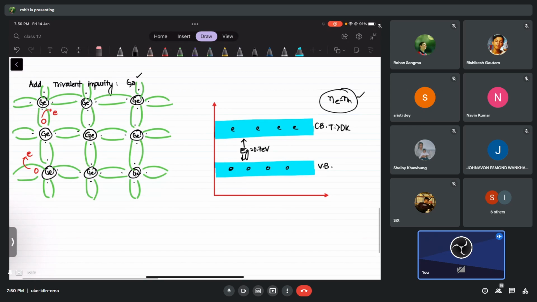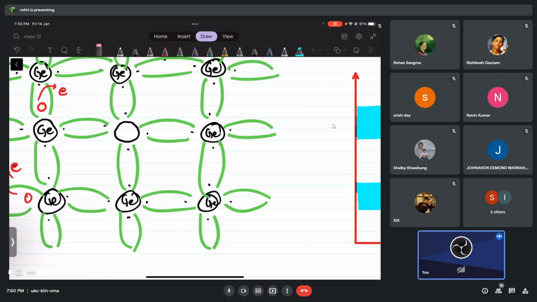Intrinsic. Okay, this much we know. But now what we are going to do is add gallium, which is trivalent. That means 3 is the valency. Okay, let's do that. I'm going to come here and replace this. Germanium gone. I'm going to bring gallium.